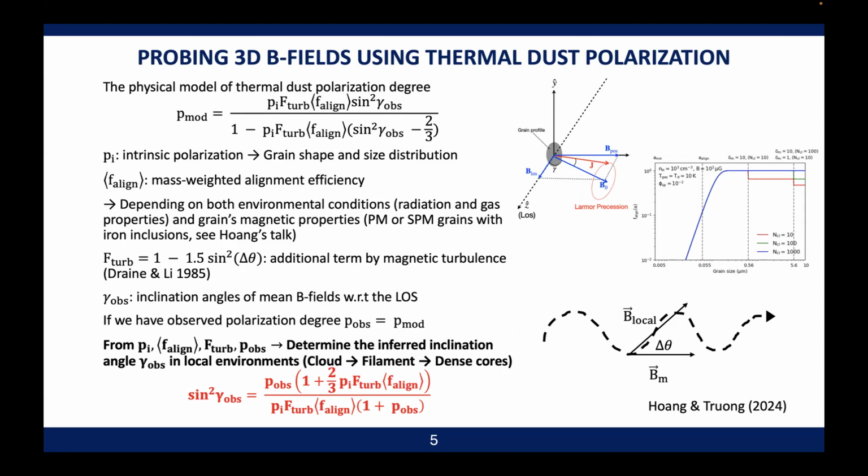So if we have the polarization degree that we can get from observation, and if we can characterize the first three main factors, P_I, F_LI, and F_turbulence, we can use that to determine the inclination angle of the mean field in the local environment. And this new technique applies not just to the diffuse medium and the large scale in molecular clouds, but it can also be applied to trace the 3D magnetic field toward smaller scales with higher density, such as filaments and dense cores.